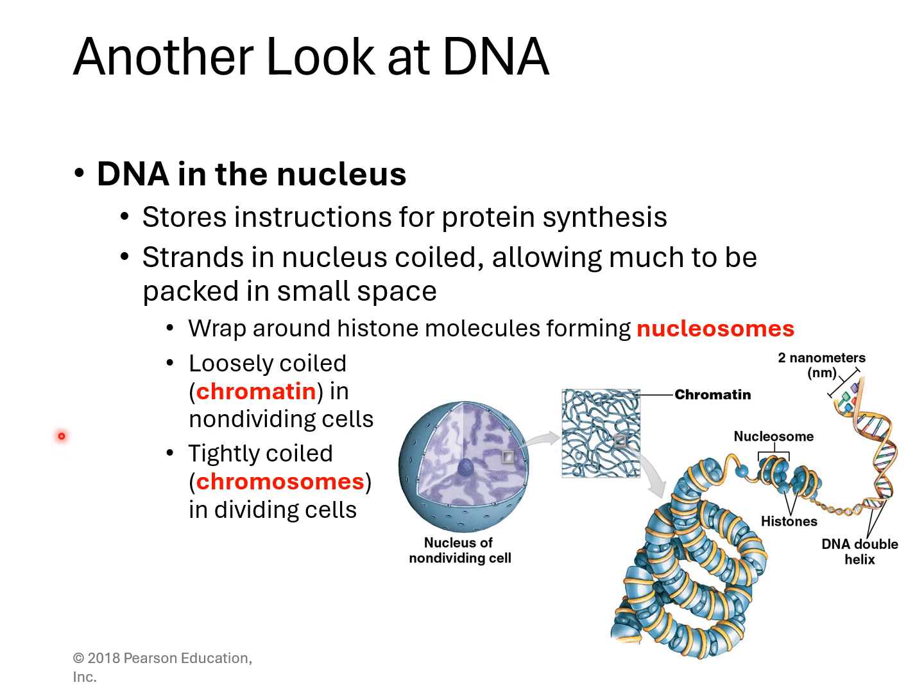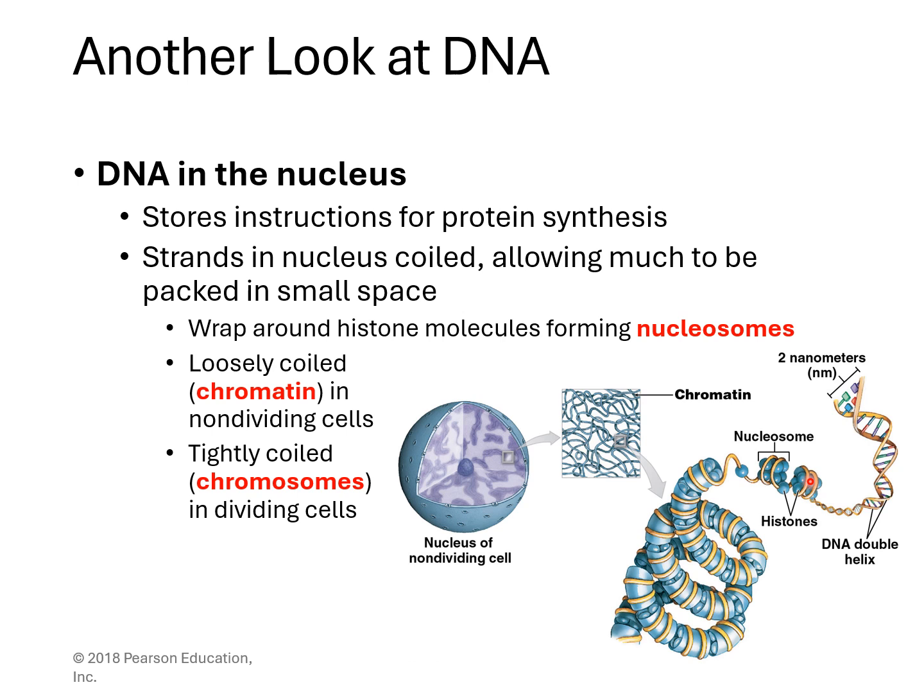If you don't quite understand it yet, I do have a couple more slides that will go over it, but this is key to understanding how DNA will eventually form a chromosome, because a lot of the confusion comes from chromosomes being tricky. So DNA is always in the nucleus. It stores the instructions for protein. Strands of DNA are coiled, allowing much of it to be packed in a small space, wrapped around a histone molecule, forming a nucleosome. So there we go, we have the DNA. That little circle is a protein called histone that allows the DNA to wrap around.